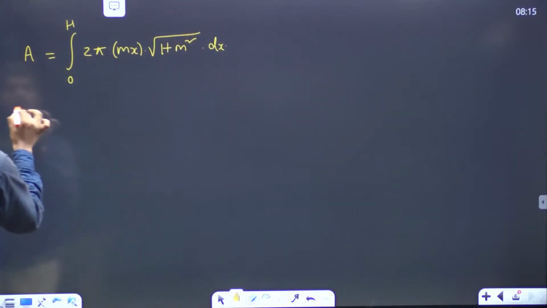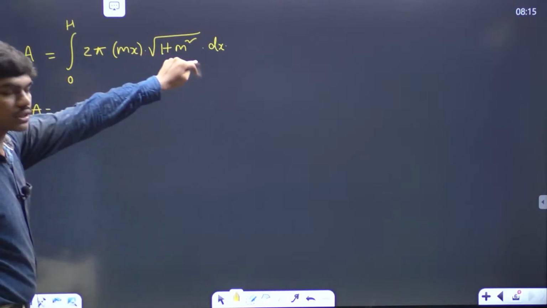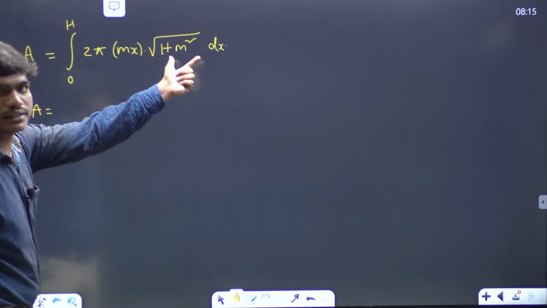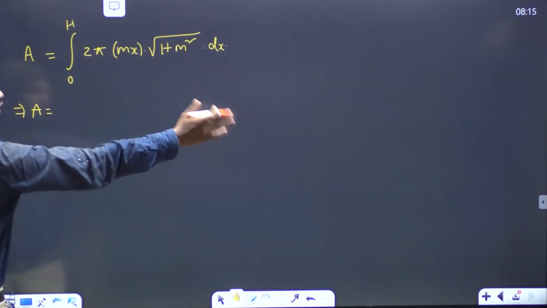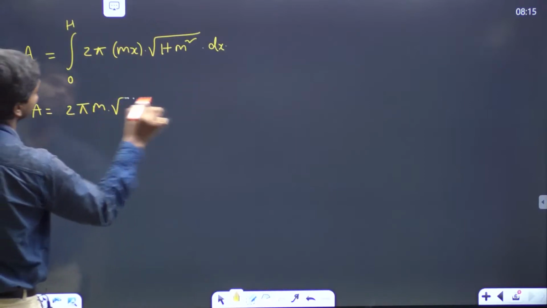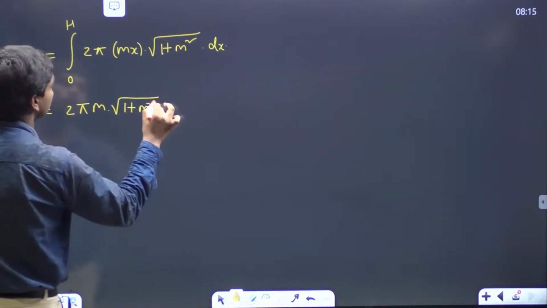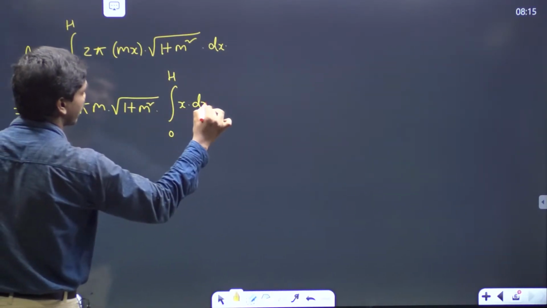Correct? So this implies a is equal to, now if you see, this m is a constant, which means this root of 1 plus m square is also a constant, and this 2 pi m is also a constant. So I am bringing all the constants out of integration. So 2 pi m into square root of 1 plus m square into integral 0 to h x into dx. This is what we have.